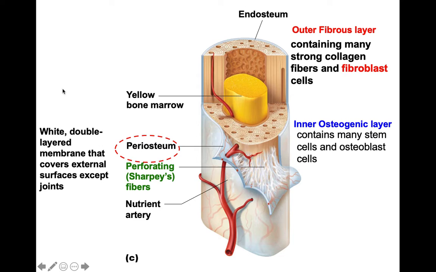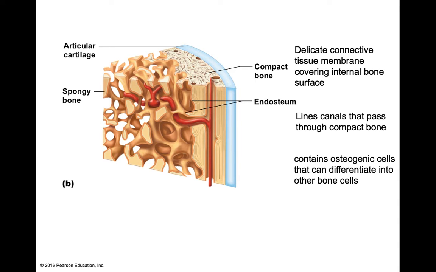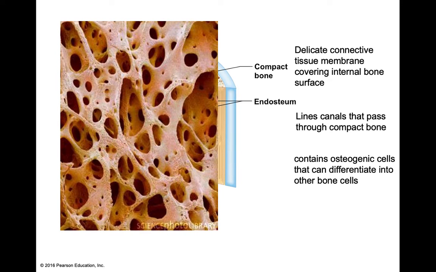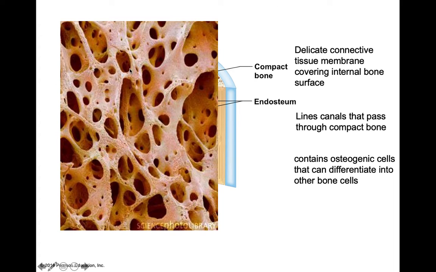And then we move to the endosteum, which is the inside. This is another delicate connective tissue membrane covering internal bone surfaces, lining canals, and passing through compact bone. It contains osteogenic cells that can differentiate into other bone cells depending on what stimulation they get via a polypeptide, peptide, or some type of hormone that attaches to the receptor. So the endosteum lines all these trabeculae. It's a very, very thin layer.